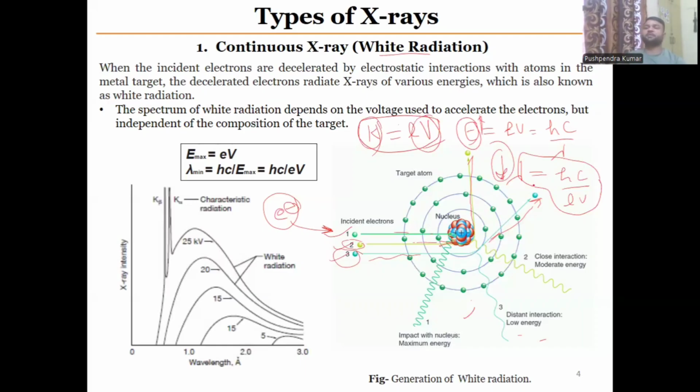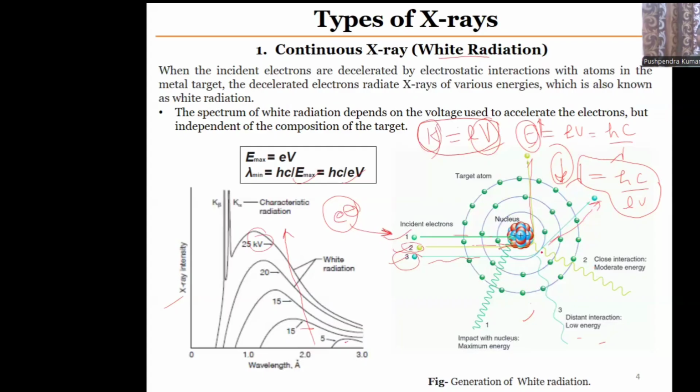So different X-rays are generated from this method, and we can find the wavelength of the radiation by this formula, hc upon E max or hc upon eV. From this diagram, we can say that as the voltage increases, the intensity of the X-rays also increases, so the intensity of the X-rays is a function of the voltage. As we increase the voltage, here 5 kilovolt, here 15 kilovolt, the intensity of the X-rays increases.